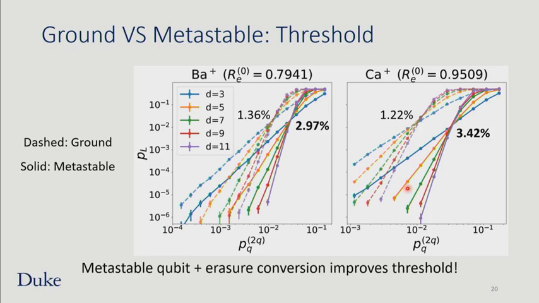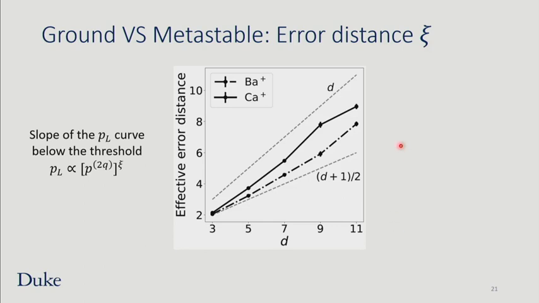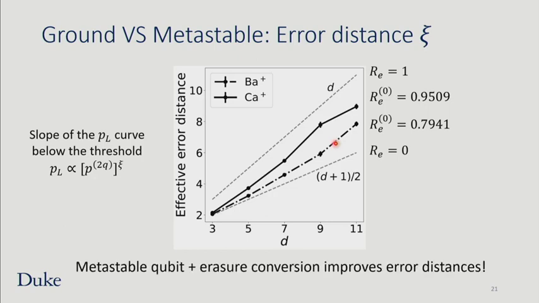The original Rydberg atom paper also suggested to look at the slope, which is how steeply your logical error rate decreases as you decrease the physical error rate. And that's what we call the error distance. So if we only have bit flips and phase flips, this slope is supposed to be d plus 1/2. And if we only have erasures, it's supposed to be d. And for barium and calcium, they're somewhere in between. So in addition to the threshold advantage, we also have this slope advantage, which is very nice.